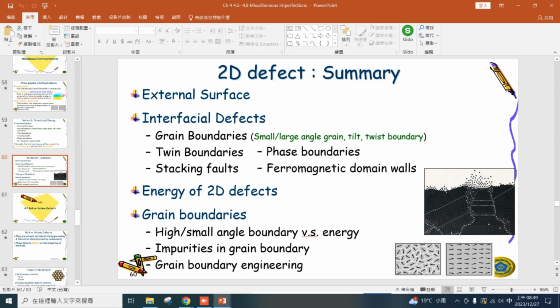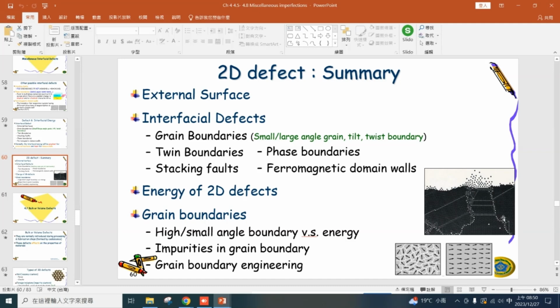External surface is the surface which is made with another phase like liquid or like gas, and also the bonding is not so complete compared to the atoms inside the solid material. So this is what we call external surface. And then after that, we have interfacial defects.